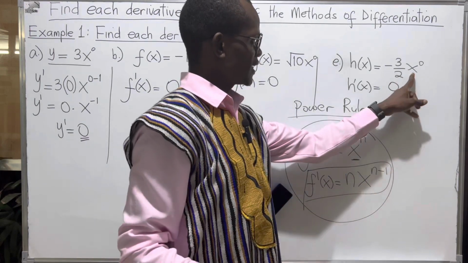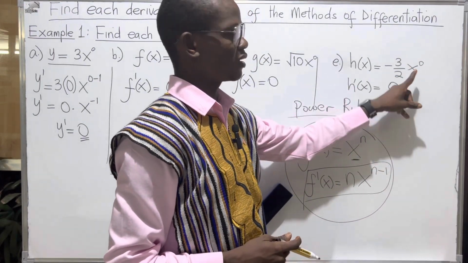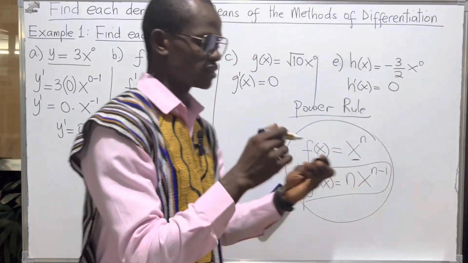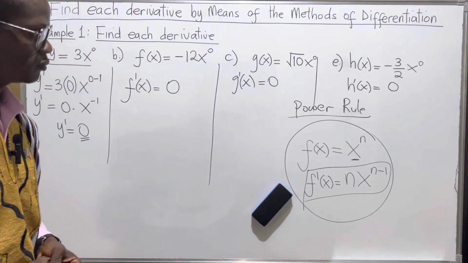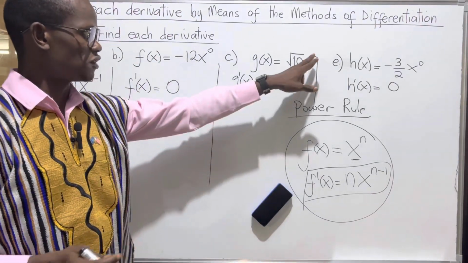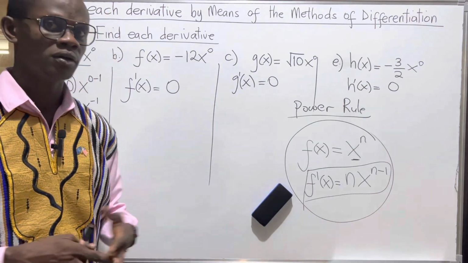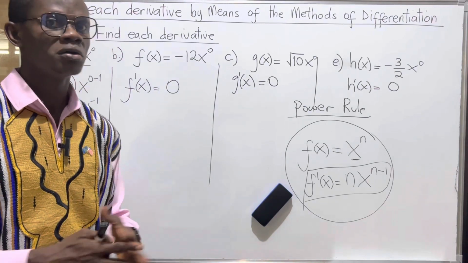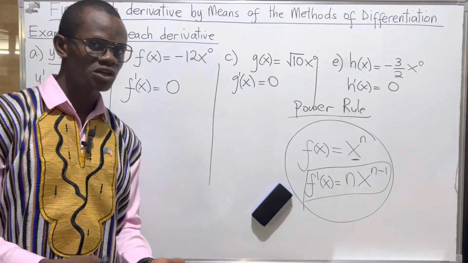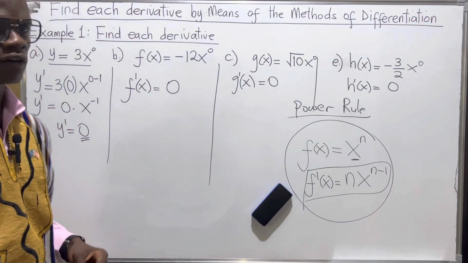Now, the fact that we attached x and raised it to the power 0 doesn't mean that it is not a constant function. It remains a constant function since x is raised to the power 0. If it was x raised to the first power, it means it's a linear function. Second power, a quadratic function. Third power, a cubic function. Fourth power, a quartic function, and so forth. So this is how we find the derivative of a constant.